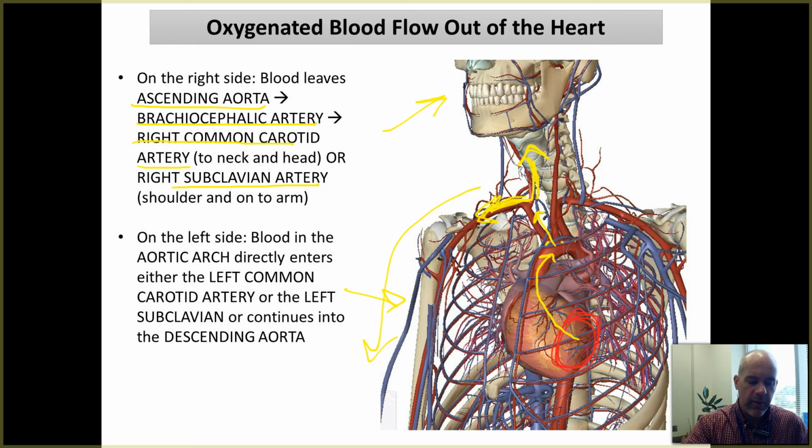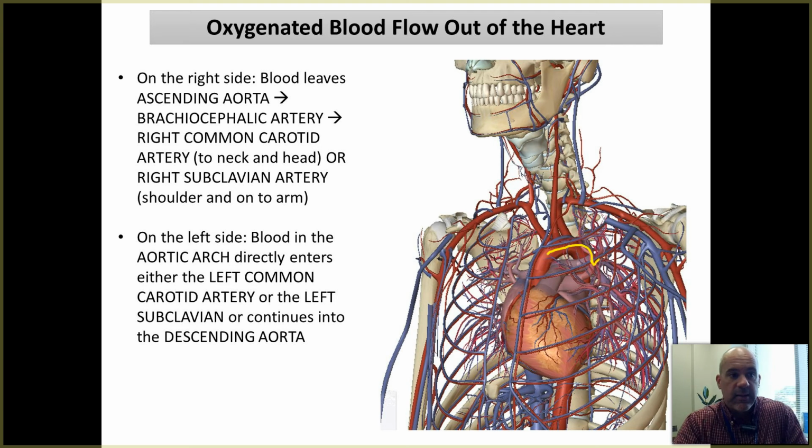Now over on the left side, I'm going to erase all of that. On the left side, things are a little bit different. This is something you have to remember about the left side. There is no brachiocephalic artery over on the left-hand side, so keep that in mind. Blood that travels through the aortic arch and is headed over to the left side of the body has a couple of options. One is that it will exit off here and start heading up toward the neck and the head on the left side. That artery is called the left common carotid artery. The left common carotid just branches directly off of the aortic arch.